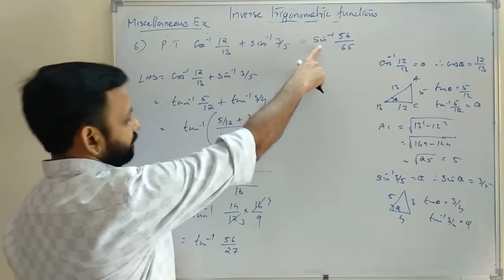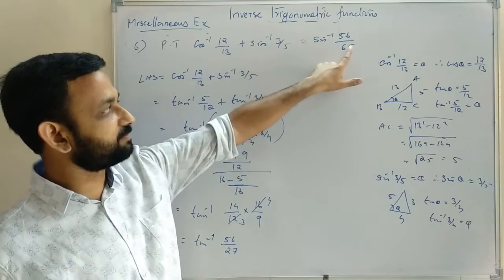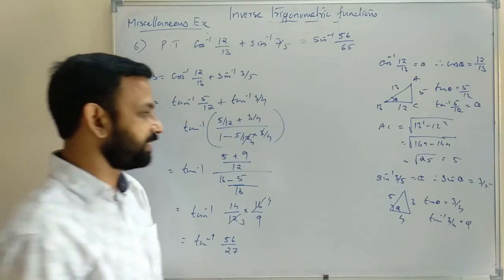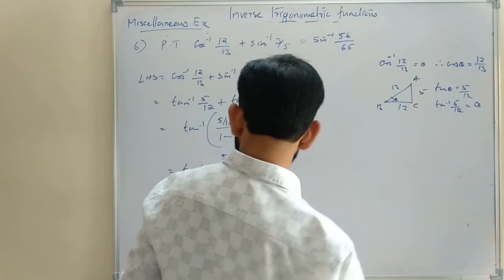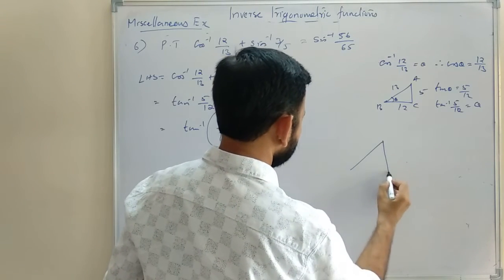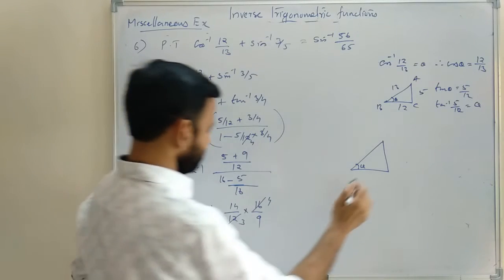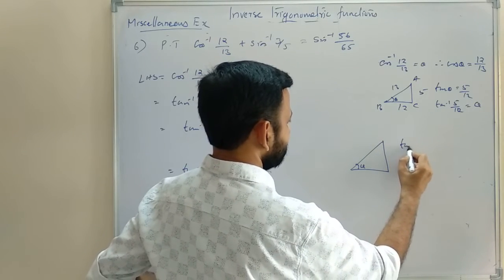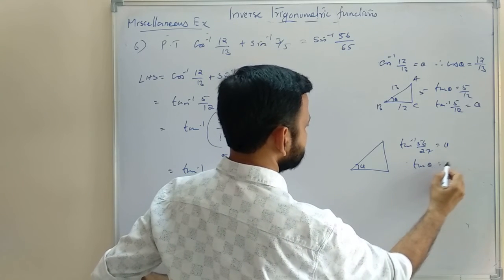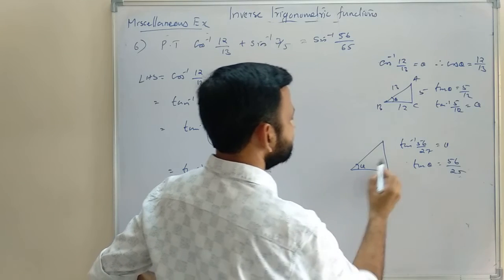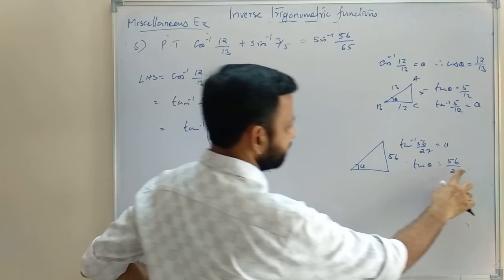Then we want to show that tan inverse 56 upon 27 and sin inverse 56 upon 65 are both equal. So here we will draw a triangle with angle theta. Tan inverse 56 upon 27 is equal to theta. Therefore tan theta is equal to 56 upon 27. So the sides are 56 and here it is 27.